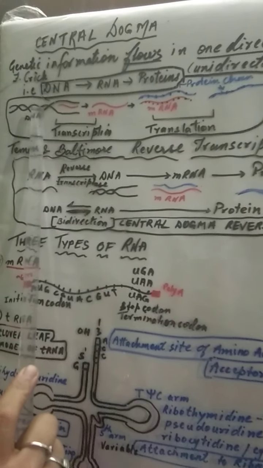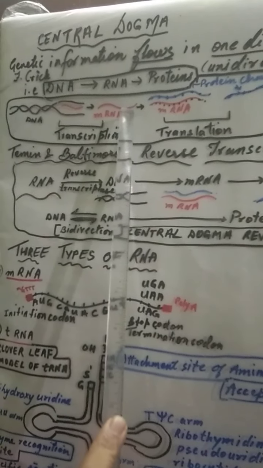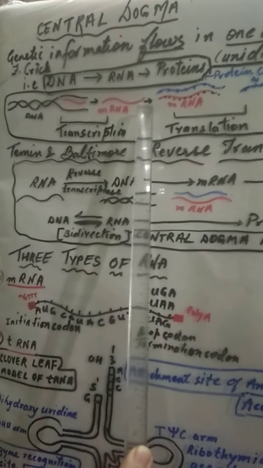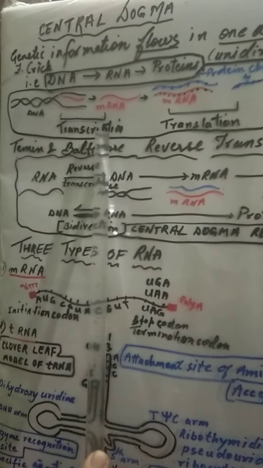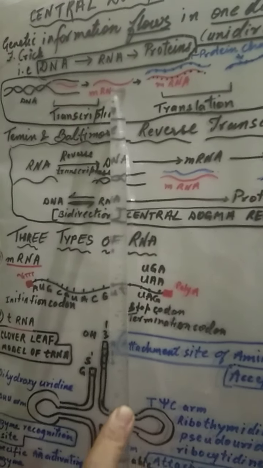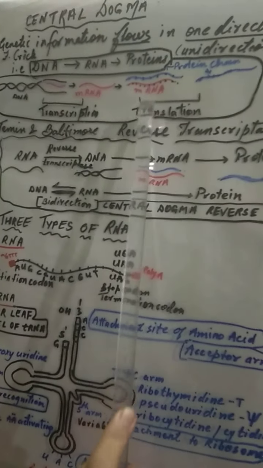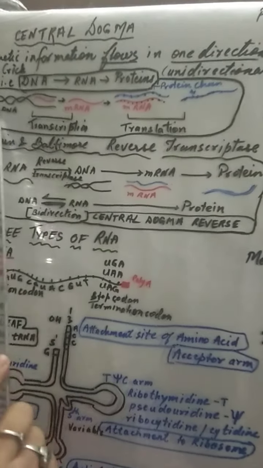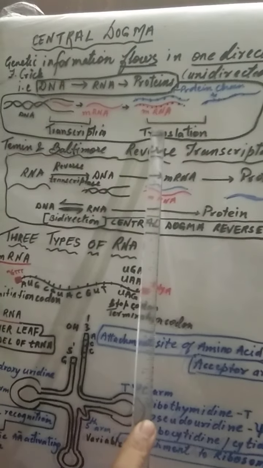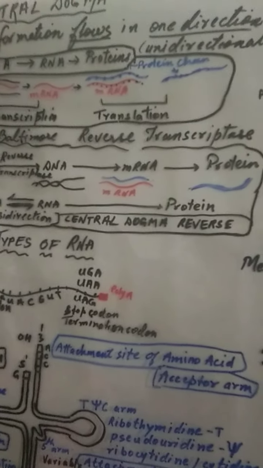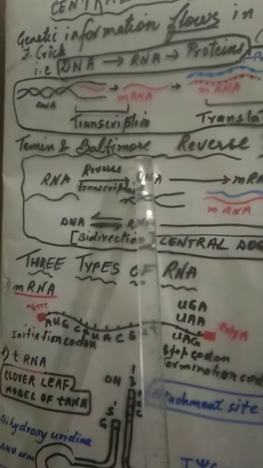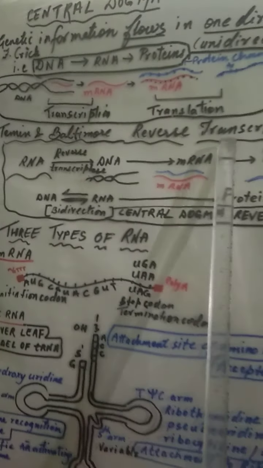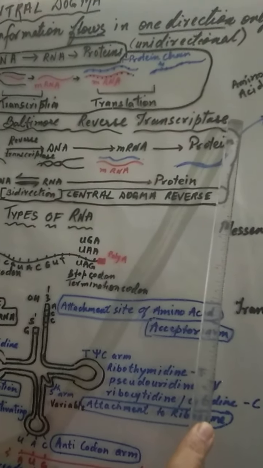So, from DNA to RNA, when the information is transferred, is called transcription. And from mRNA, when protein chain is synthesized, is called translation. So, this is called central dogma. There were two scientists, Temin and Baltimore. They have found one reverse transcriptase enzyme.